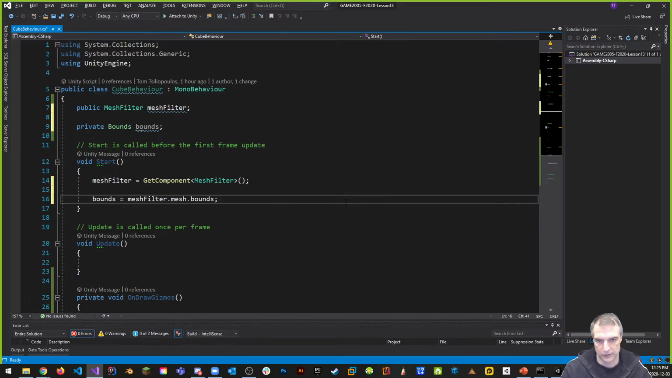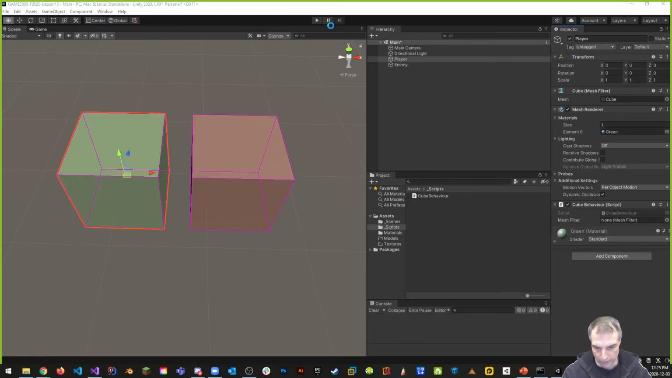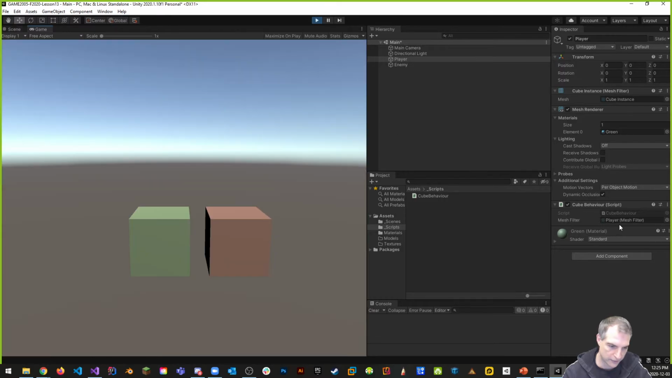Tam says, technically we don't even need the mesh filter to be public since we get the component. Correct. I just wanted to show it to you. So when we run it, I'm not doing anything, right? It'll automatically show the connection to the player mesh filter. That's why I made it public for you to see. And also, anything you make public appears here.